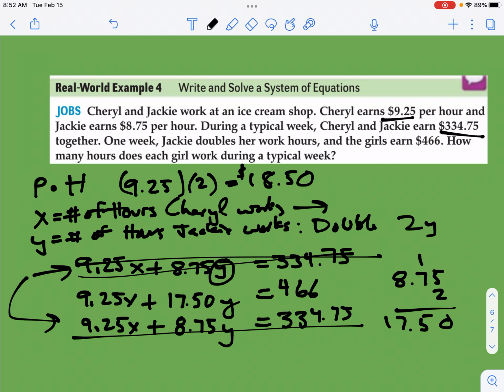Because we have 925 in both equations and they are both exactly the same coefficient, I will have to subtract the bottom equation from the top equation. So 925 minus 925 gives me my 0. 1750 minus 875 is just 875, right? That's what's nice about this one.